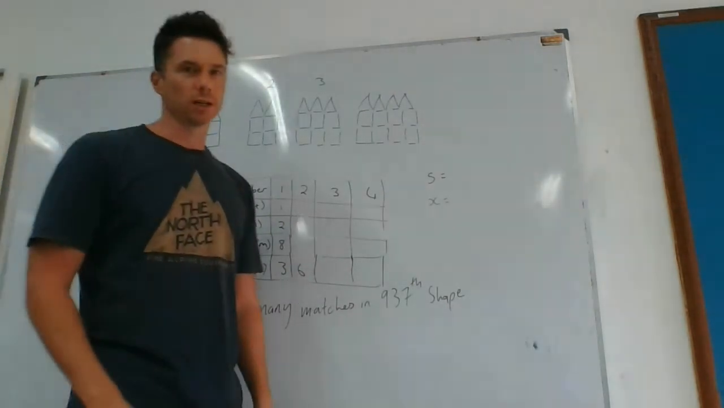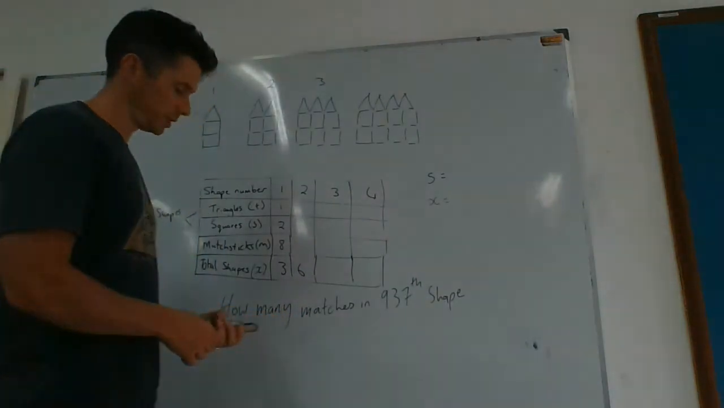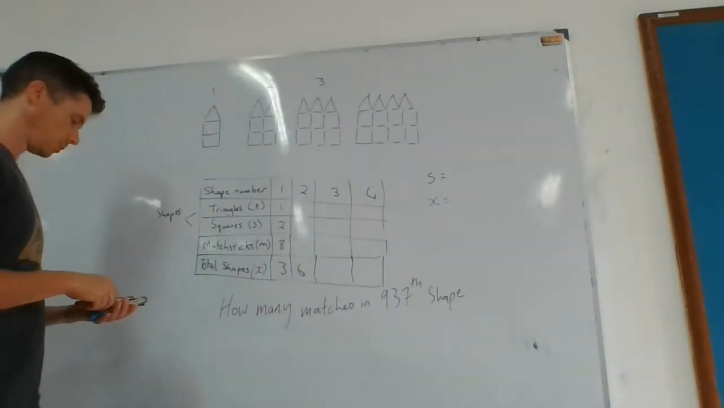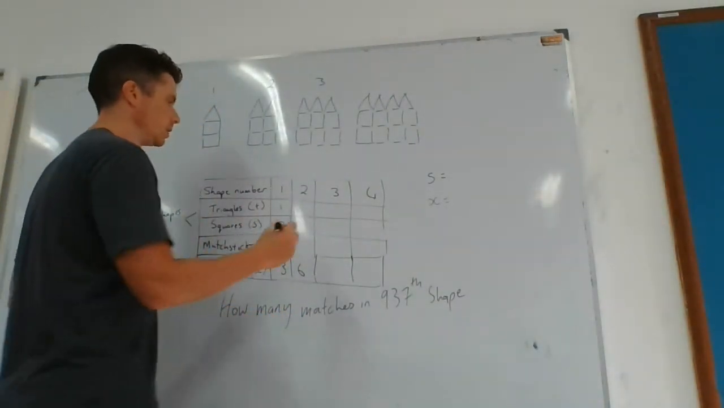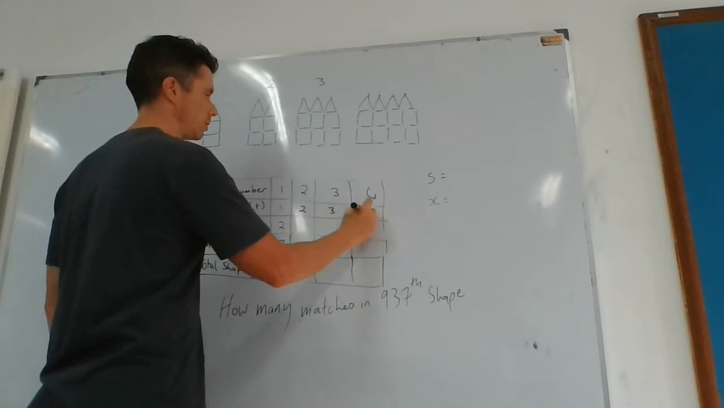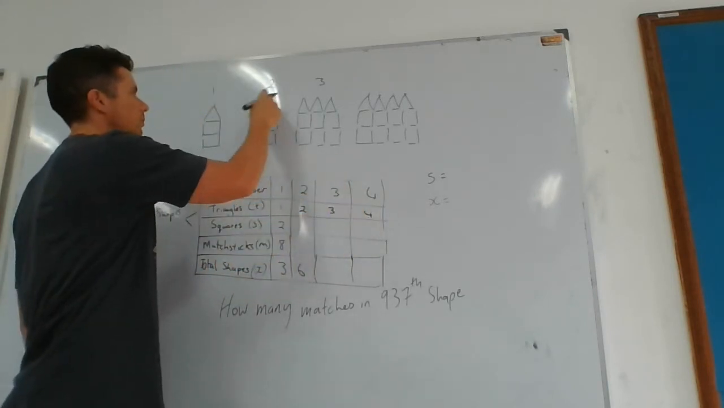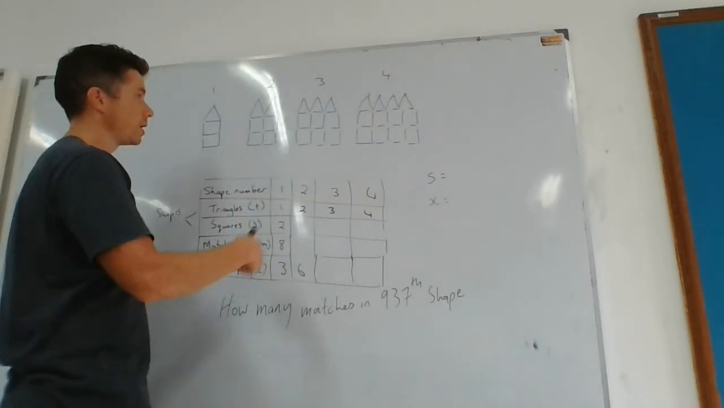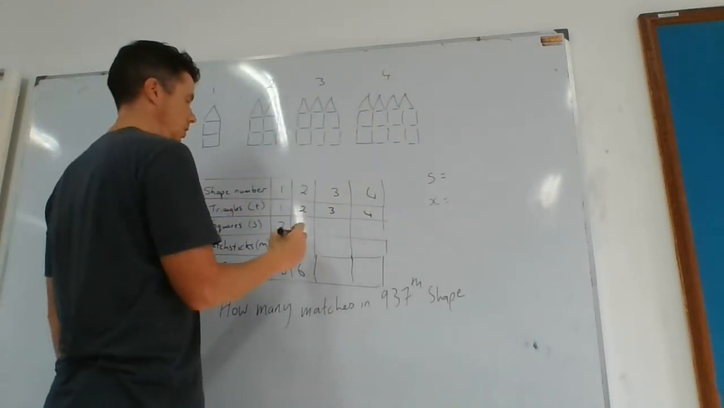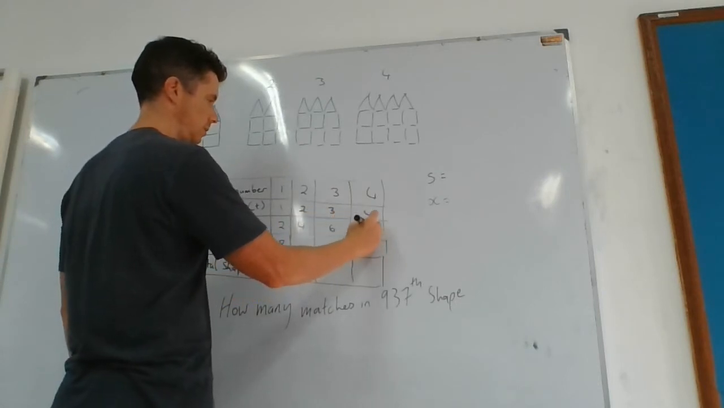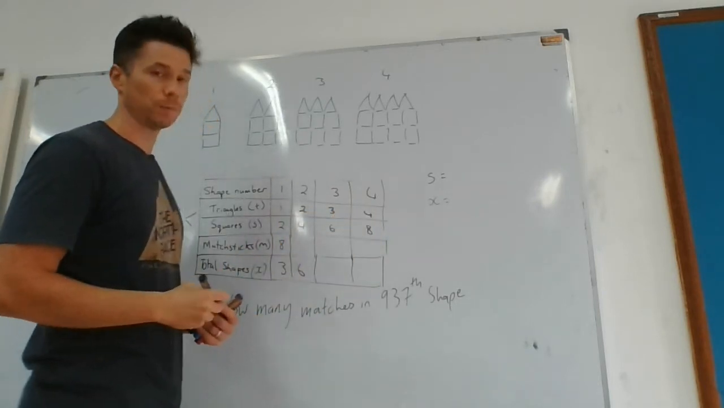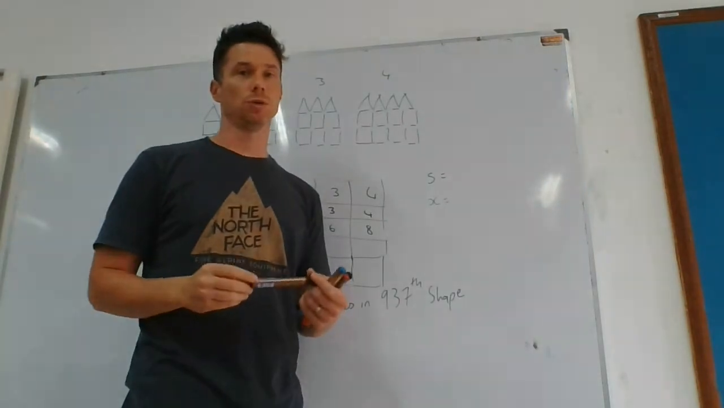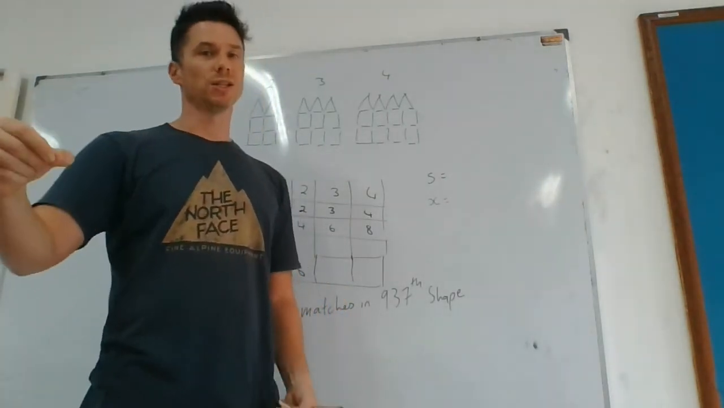Where there are 6 triangles, how many squares are there? So that's noticing a pattern. That's why this table is so important. The triangles are increasing by 1 each time. So 2, 3, 4. This is the 4th shape. There's 4 triangles. The squares are increasing by 2 each time.